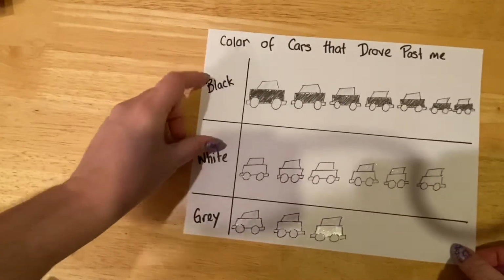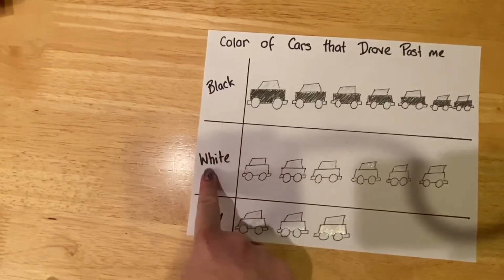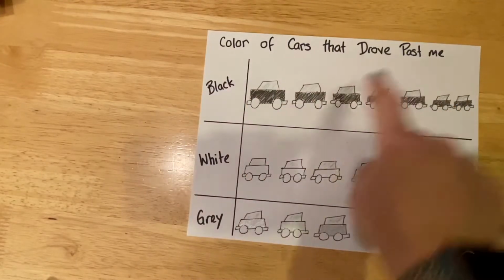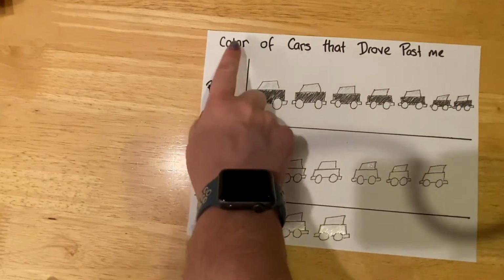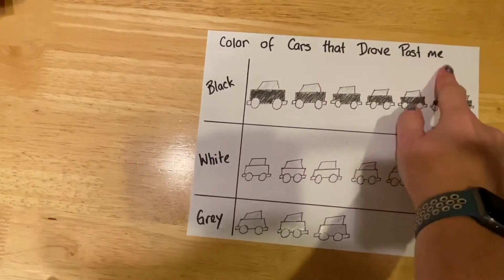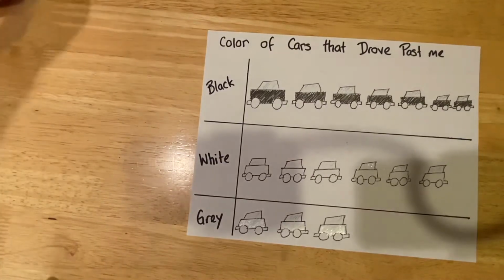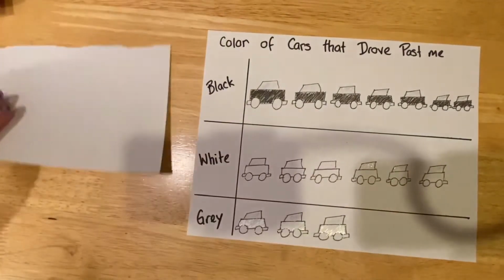So the next day that I went on a walk, I decided to keep track of the cars that drove past me. I saw 3 main colors. I saw black, white, and gray. How did I organize this graph? I organized them with 3 columns. And what goes on the top? The title. The title is Color of Cars That Drove Past Me. Just by looking at it, which one do you think had the most? Well, let's find out if you're right.